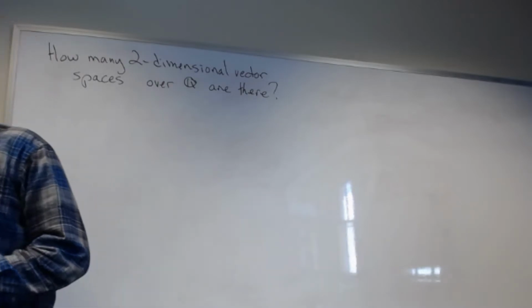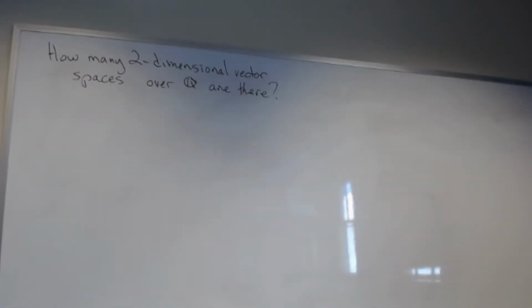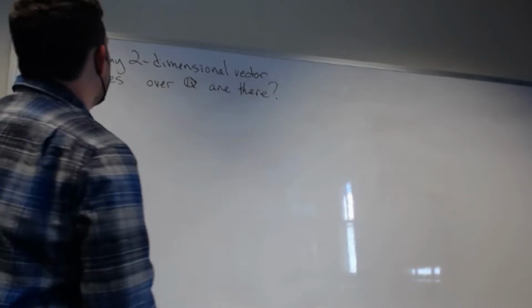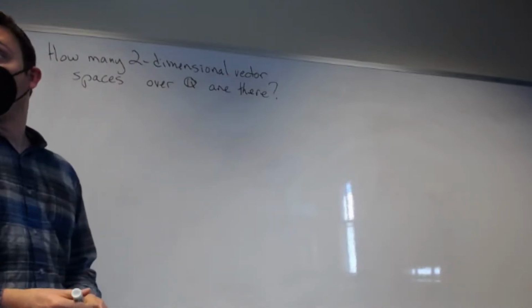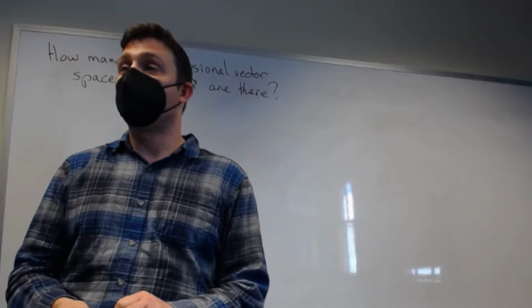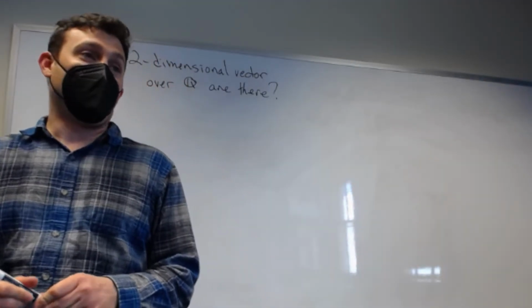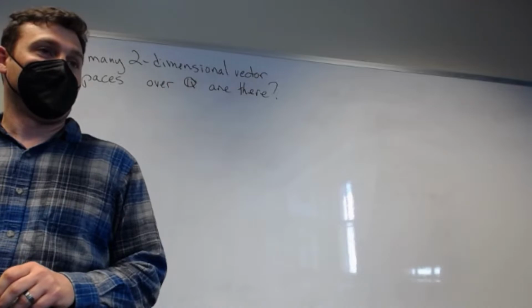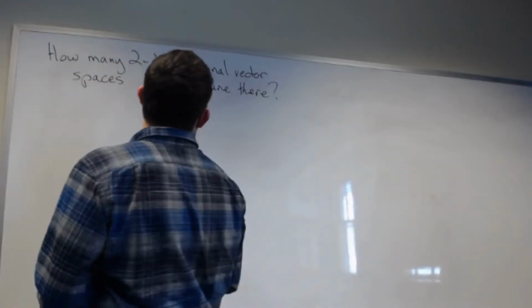Let's start with this straightforward question. How many vector spaces are there over Q that are two-dimensional? R. R? Yeah. R is what? Like the real numbers? The real numbers? I should have clarified. Up to linear isomorphism.